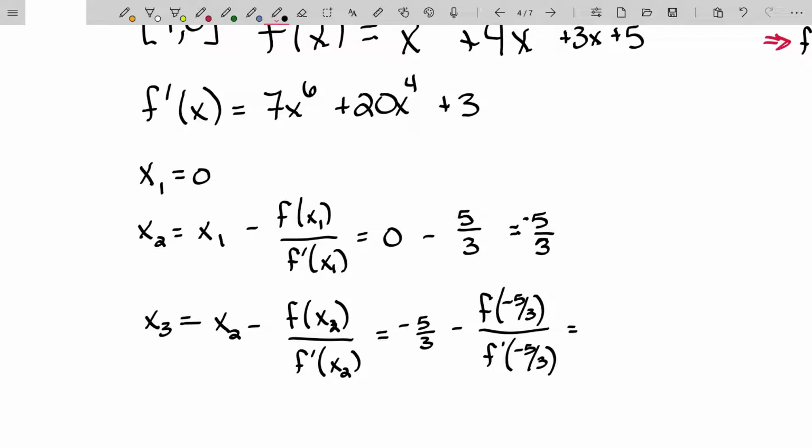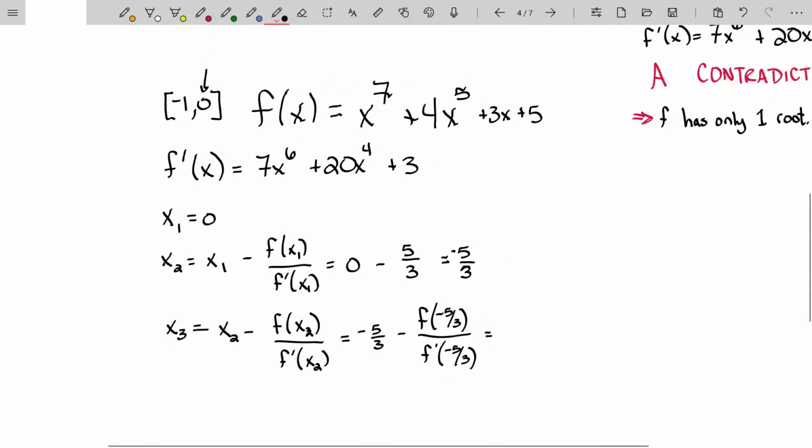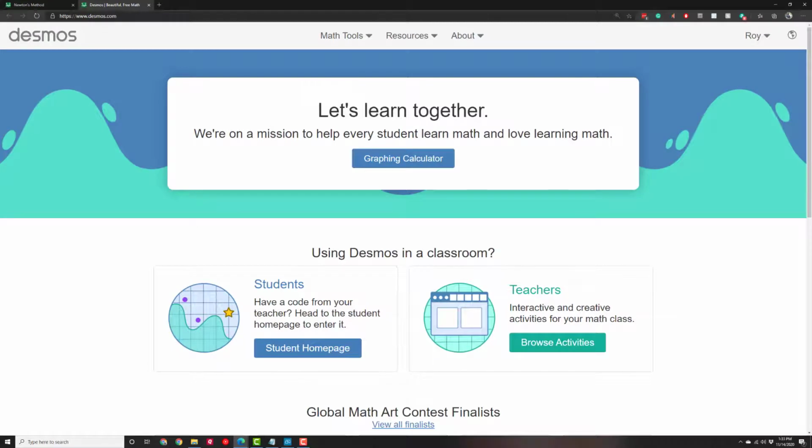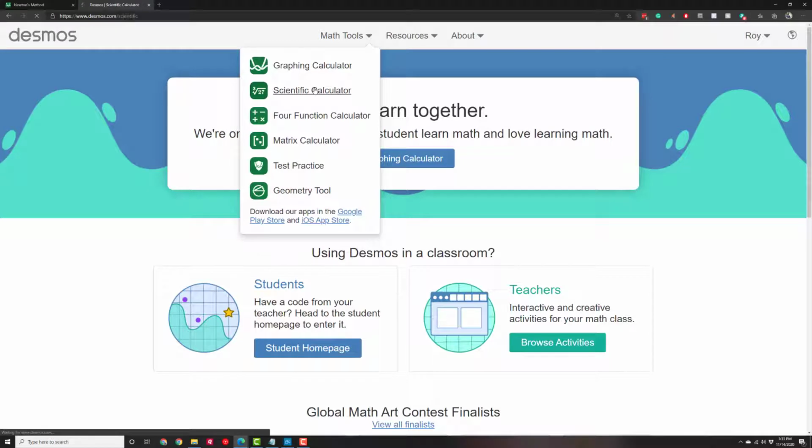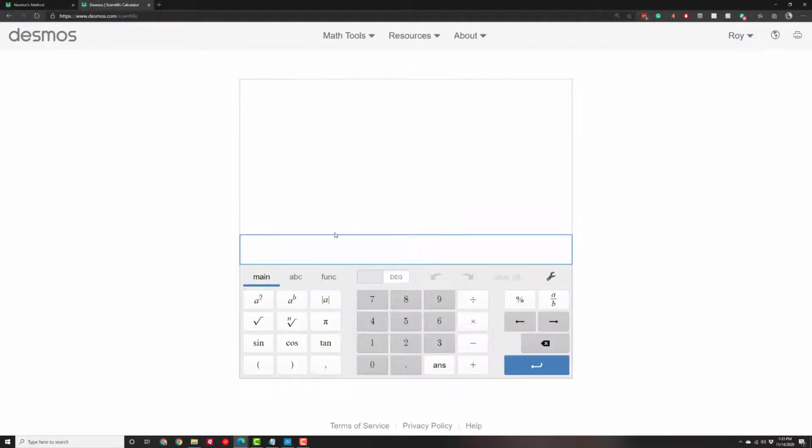Now, let me just tell you, iterative schemes are rarely done by hand. They're usually done using a computer, or a calculator, in fact. So let me show you how to use a calculator to do this problem. I just go over to Desmos here, and I'll go up to Math Tools and just go to the Scientific Calculator. And this would work almost the same way if you didn't use Desmos. So let's say you had a regular calculator.